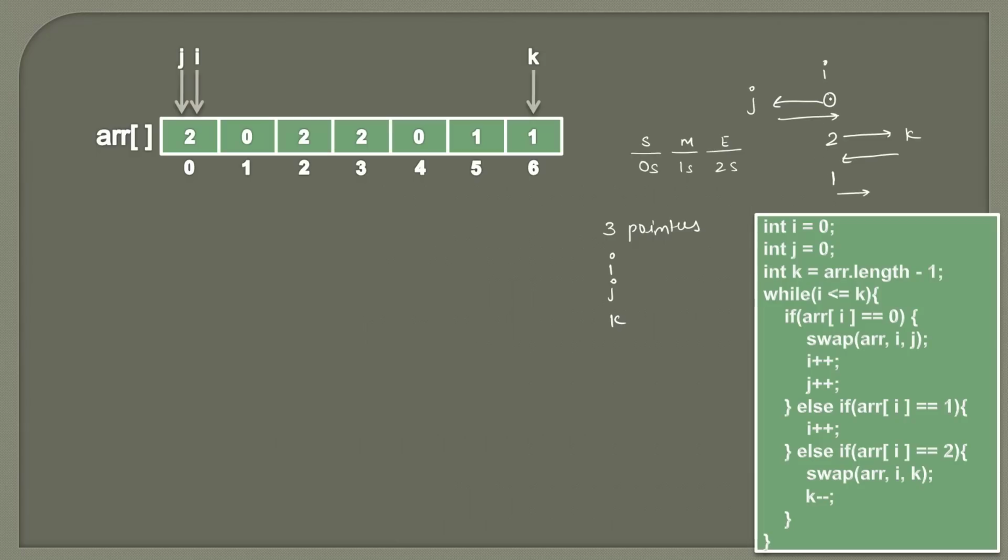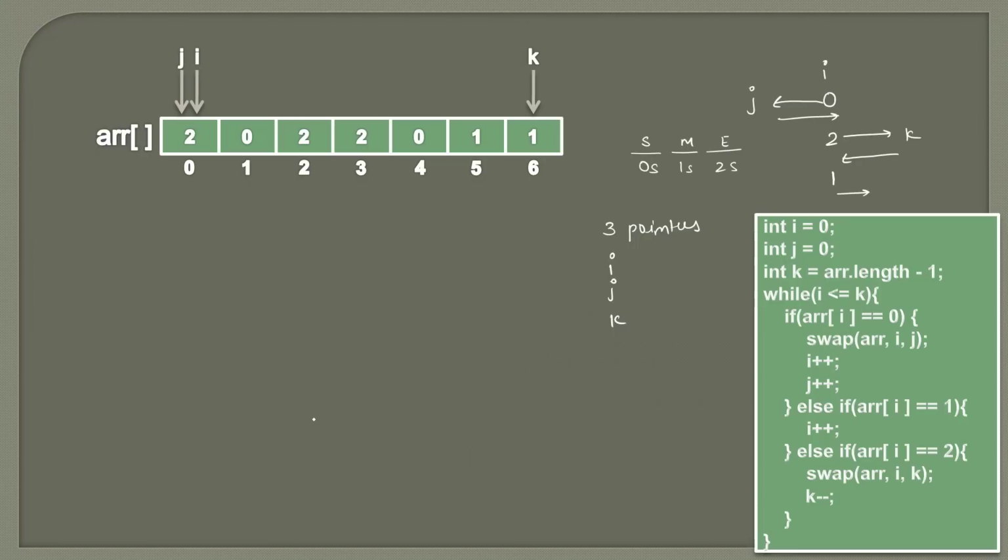When I encounter 0, it will swap that number with j. When I encounter 2, it will swap it with k. And when I encounter 1, it will just move ahead and keep 1 at that position only. So here you can see at the start the numbers are in unsorted form.